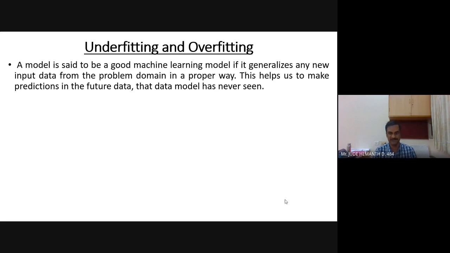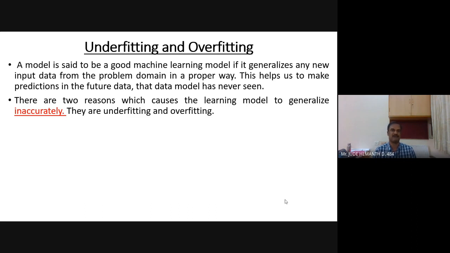If your learning process is perfect, then 95 or 99 percent, your testing process also will be perfect. This is what we are looking at. But sometimes in this training and testing, there is some mismatch or some drawback which ensures that you do not get proper accuracy in the final output of any application. That is all about underfitting and overfitting. There are a number of reasons, but the two major reasons cause the learning model to generalize inaccurately. Generalization is there. I'm not saying generalization is not there.